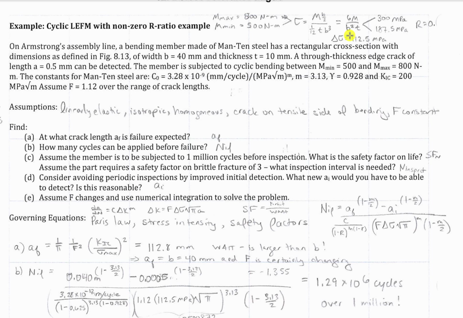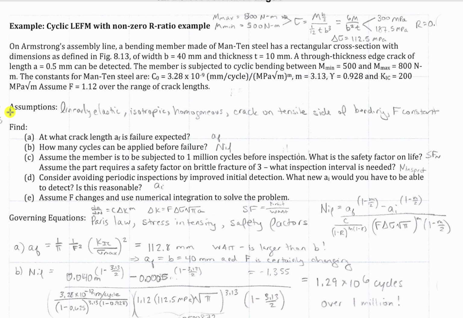So if we plug in the 800 and 500 Newton meters for that moment, we end up getting a maximum bending stress of 300 megapascals and a minimum of 187.5 megapascals. And that gives us a delta sigma of 112.5 megapascals. For some reason my R ratio is cut off here, but I think we find that the R ratio, according to down below, is 0.625. So the first step in one of these cyclic loading problems is just to figure out what's your sigma max, what's your sigma min, what's your delta sigma, and what's your R ratio. So we have all that done.